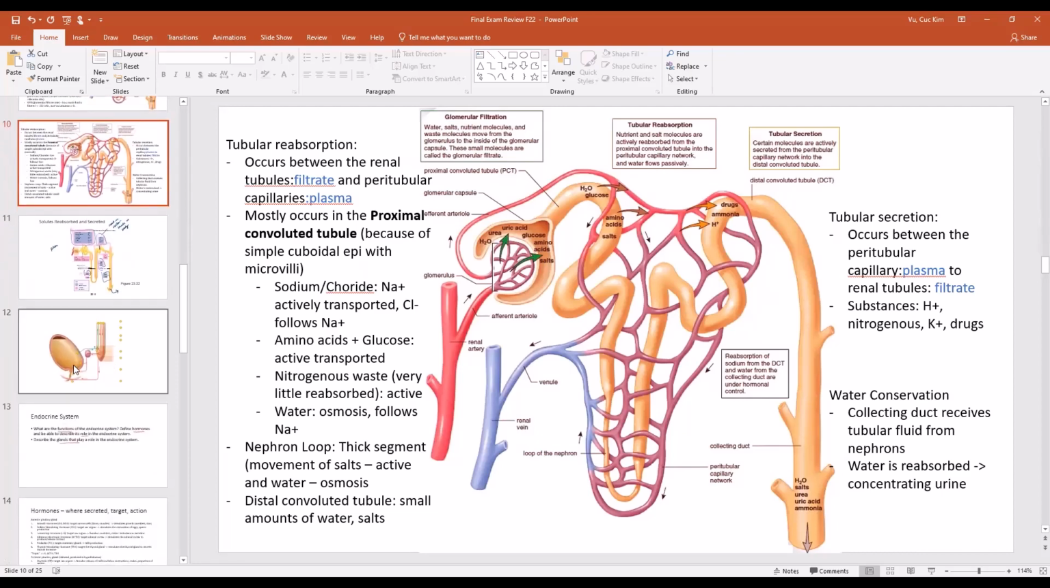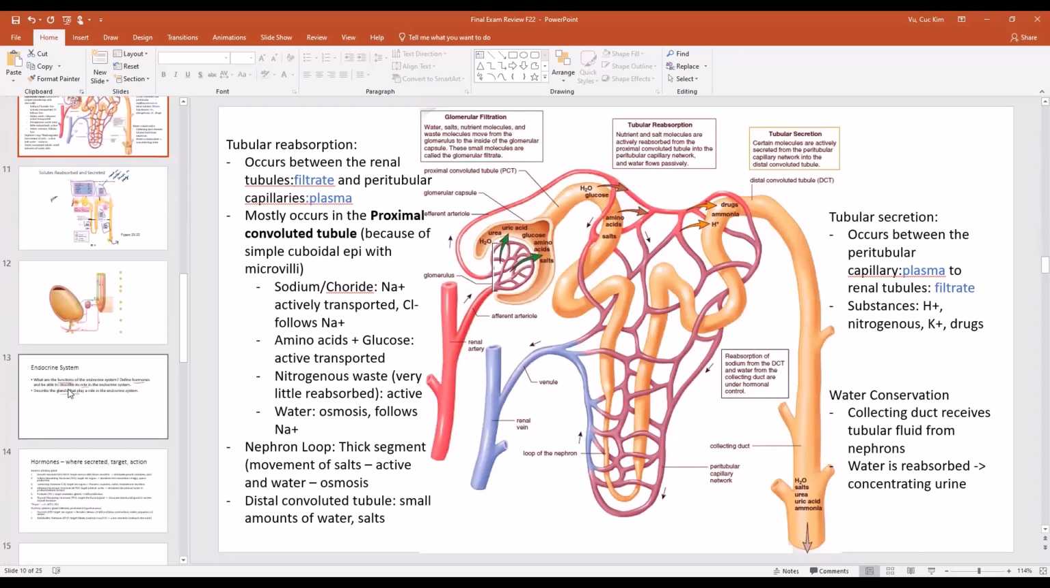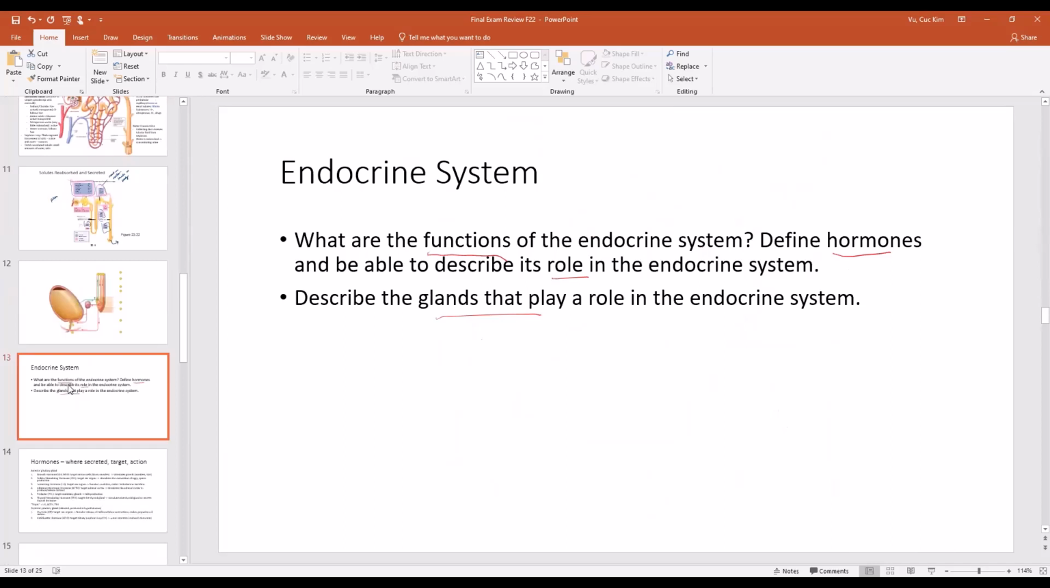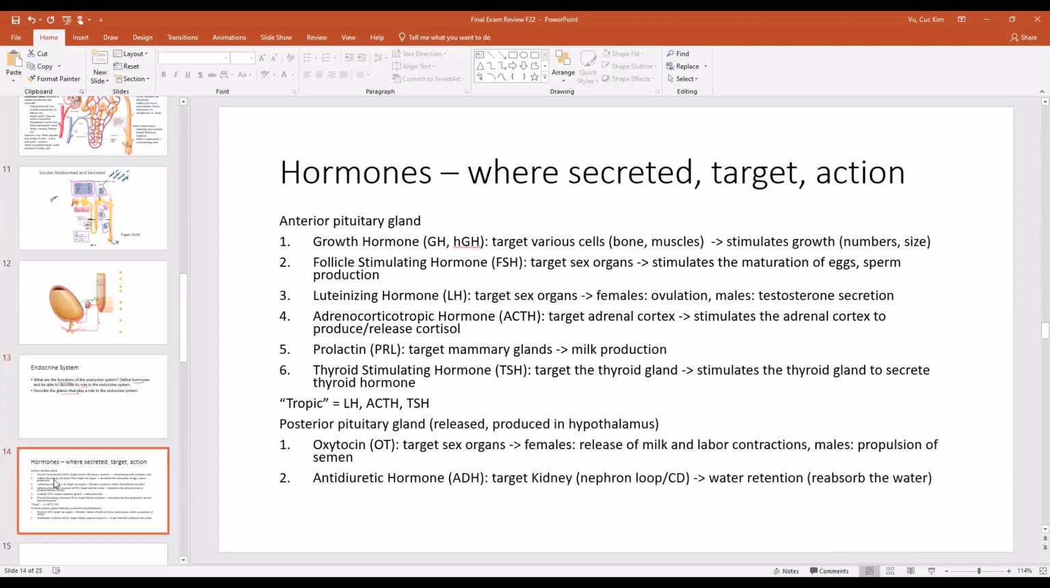But I just want to make sure I have time for the reproductive system. We did not get a chance to go through the endocrine system. In the endocrine system, some of the objectives that you need to know are: what are the functions of the endocrine system, be able to define hormones and describe their role in the endocrine system, as well as describe the glands that play a role in the endocrine system. So here are the basic things. You want to know what the hormone is called, its name, and where it is secreted or produced. Luckily, where it is secreted is the same place it is produced, except for 2 hormones.